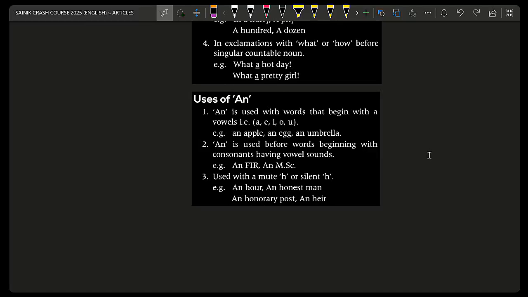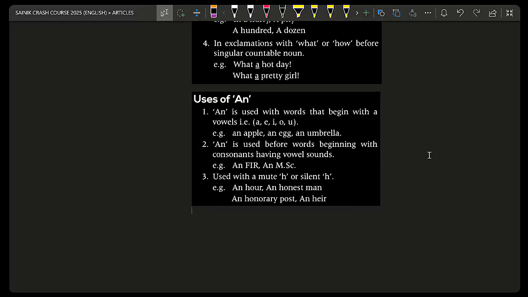So use an egg. Umbrella. The sound coming out of your mouth is u, a vowel sound. So use an apple, an egg, an umbrella. If you don't remember the rules, forget about all the rules, just ask yourself which is easy for me: an apple or a apple? You will answer that an apple is easier. Whichever is easy you can go by your instinct, but if you want the particular rule, check the first sound coming out of your mouth: vowel sound, use an; consonant sound, use a. So the second rule: an is used before words beginning with consonants having vowel sounds.